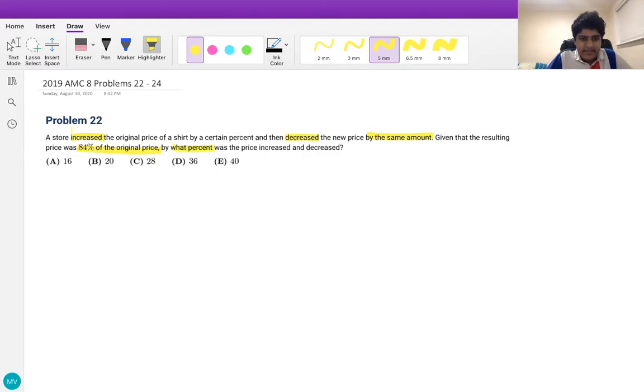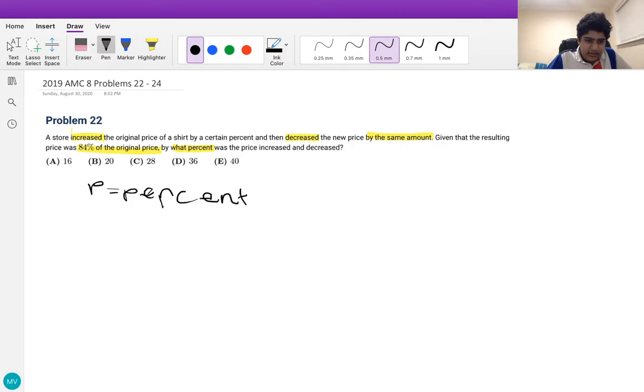And we can just solve this algebraically. We know that we are increasing the original price by a certain percent, first letting that percent be P, and P is going to be a fraction, it's not going to be an integer or a whole number. So we have the original price, which let's just denote as O. So O is original.